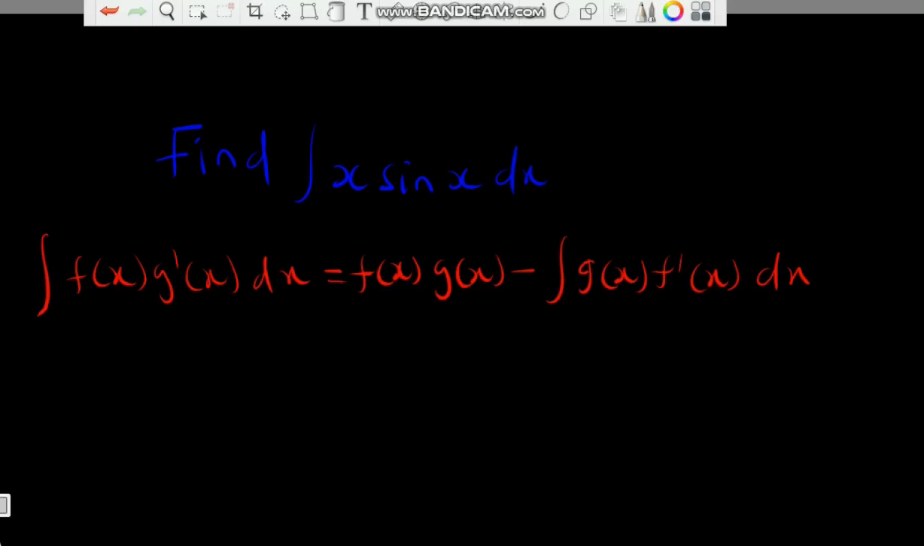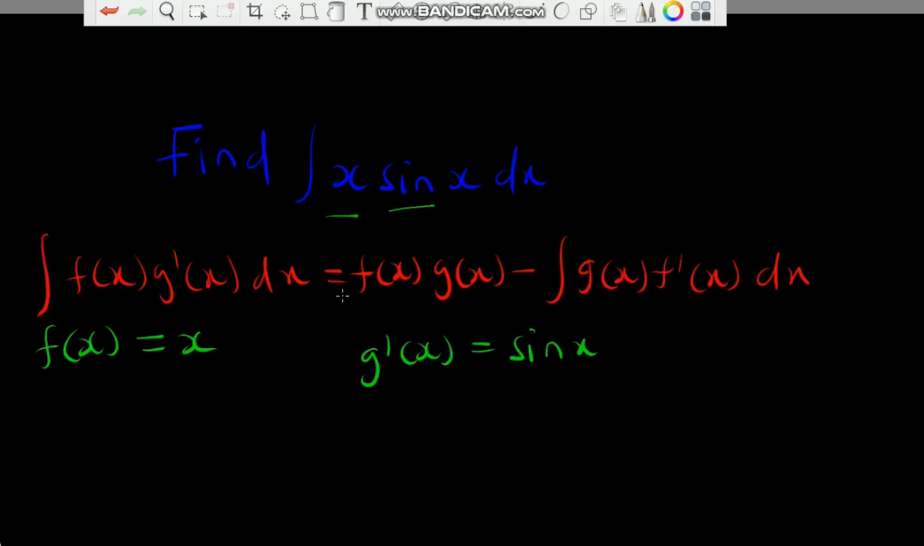What you are going to do here is find g of x and f of x. This is because from this question you can see that we're already given f of x and g prime of x. Let's see what I'm talking about. From here, I can split this into two. Now see that f of x is equal to x, and g prime of x equals the sine of x. So this is what I have here.